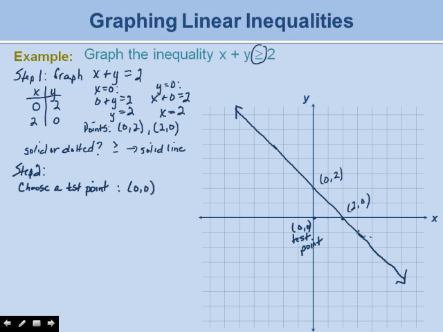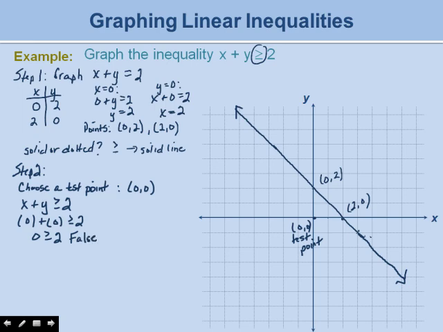Now what we're going to do is go back to our inequality, and we're going to see whether this point is a solution of our inequality or not. So we're substituting 0 for the x and 0 for the y. That gives us 0 on the left side. So we have 0 is greater than or equal to 2. Well, 0 is not greater than or equal to 2, so this is false, which means our test point is not a solution.